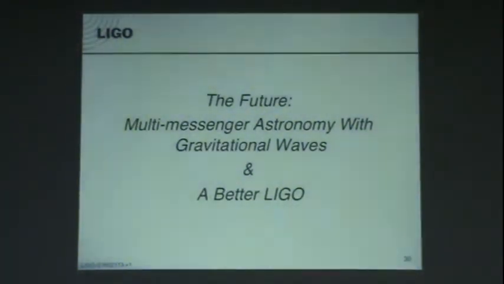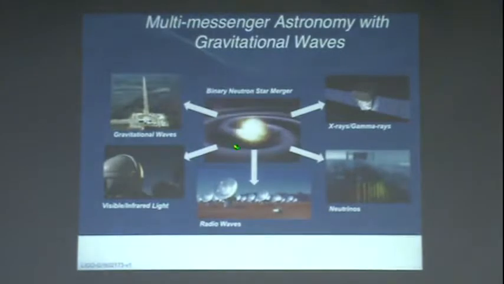I'm going to conclude quickly with where the future is. And the future lies not just with LIGO, but with multi-messenger gravitational waves. So now the binary black holes, again, we don't necessarily believe that they produce light. People will still look for that light.